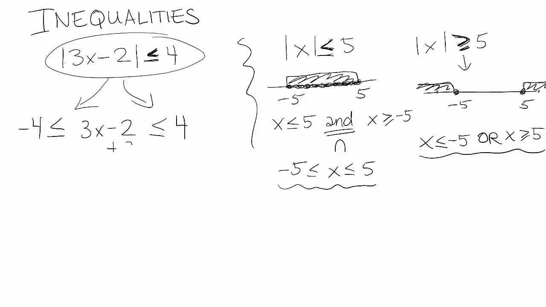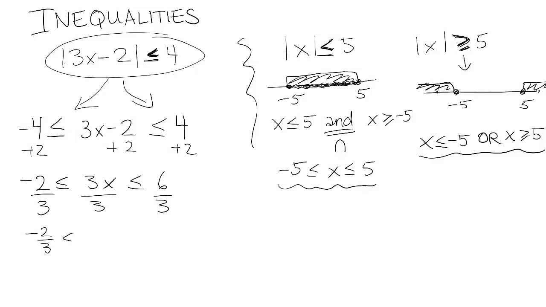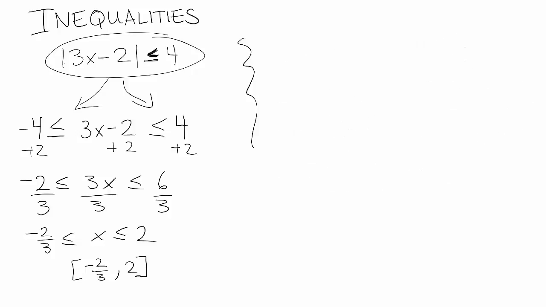So to solve this, you could add 2 to all sides, and then divide by 3 on all sides. So you can see that x is between negative 2/3 and 2, including both. So we could write that in interval notation as this. What if we had greater than? So you could think of, say, 2x plus 5 greater than 3. So now how do we split that?